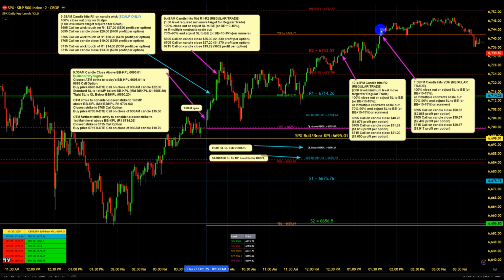On the candle close here, on this 1:38 candle, the 66.95 call on the candle close was $50.65. So that's a $2,865 profit per option. The 67.05 out of the money call on the candle close was $39.57, which is $2,407 profit per option. And the 67.15 furthest out of the money call on the candle close, $29.87. So that's $1,917 profit per option.